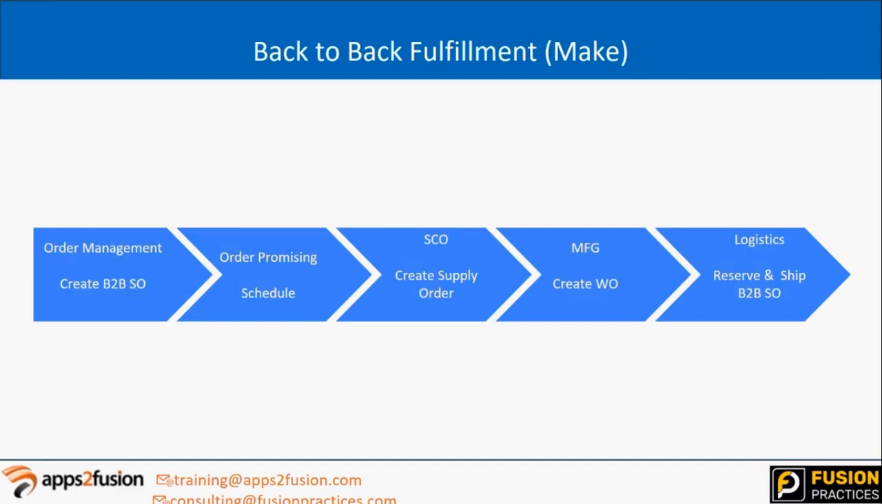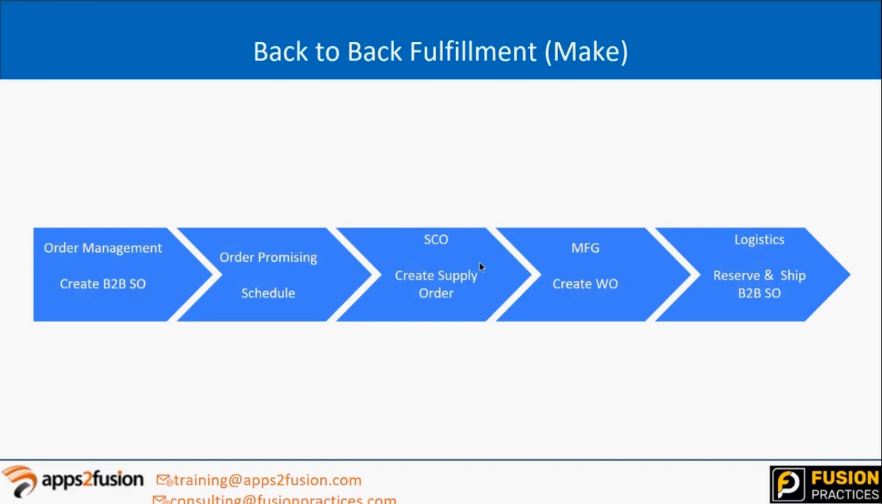This is also a very important business process called back-to-back fulfillment. Typical back-to-back fulfillment is where you purchase items from a supplier, but it's also possible that you think this product is easier or more effective for me to manufacture over purchasing from another supplier.